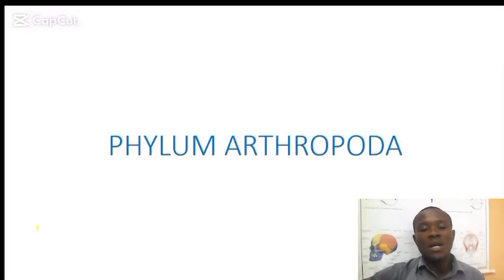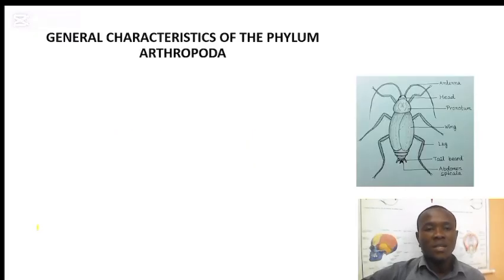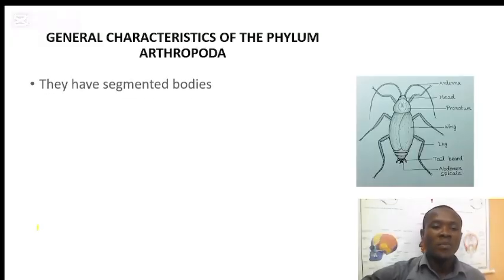Now let's talk about the phylum Arthropoda. We are going to discuss the general characteristics of the organisms under the phylum Arthropoda. We are going to discuss the various classes under the phylum Arthropoda, and we are going to discuss many more. Let's start with the general characteristics of the organisms under the phylum Arthropoda.